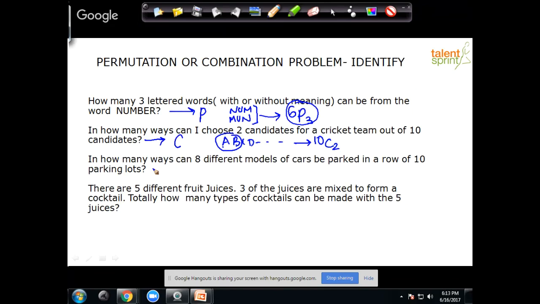Now, let's look at the next question. In how many ways can 8 different models of cars be parked in a row of 10 parking lots? So, how do we do this? Again, permutation or combination? Okay, Sirivella is saying, okay, what is the question? Okay, tell me what is this? This is permutation or combination? Come on, guys. Again, easy question. Shouldn't be taking so long.